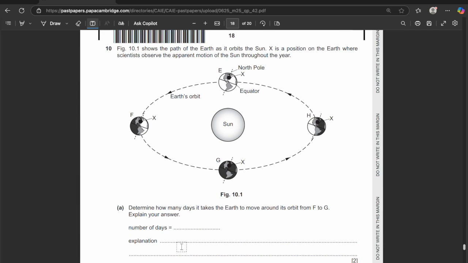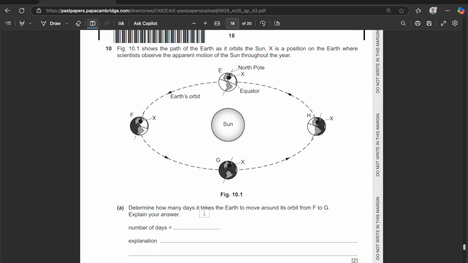10. Figure 10.1 shows the path of the Earth as it orbits the Sun. X is the position on the Earth where scientists observe the apparent motion of the Sun throughout the year. Determine how many days it takes the Earth to move around its orbit from F to G. Explain your answer.